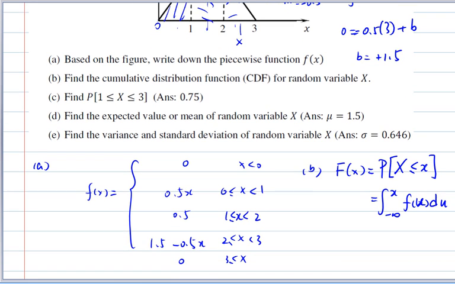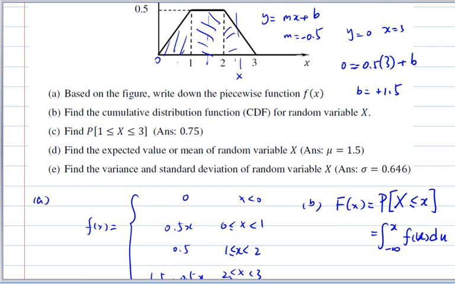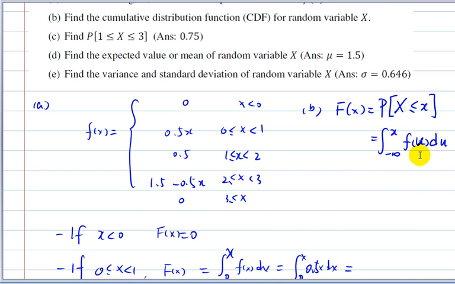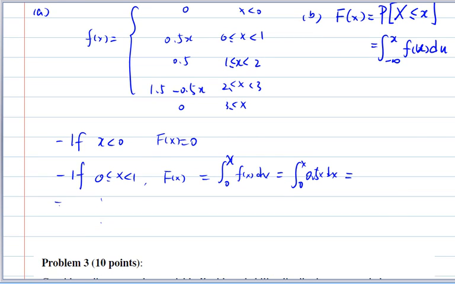Part C. Let's see part C. Find the probability P of x from 1 to 3. Where's 1 to 3? Oh, 1 to 3 is from here to here, right? The probability from here to here. So according to the way that we just calculated here, the probability, right?